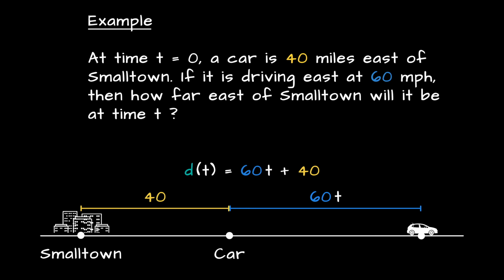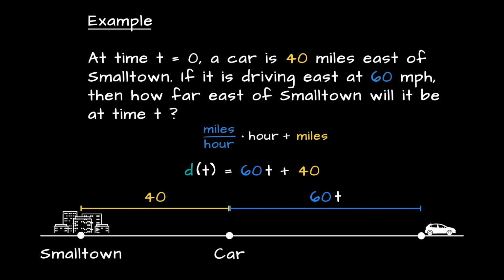Let's call it d of t. We can imagine that d stands for distance. And it will be equal exactly to 60t plus 40. And notice that, indeed, the number 60 in front of the variable t represents precisely a rate of change, right? It's the rate of change of distance with respect to time of the car, 60 miles per hour. And likewise, the number 40 can be interpreted as an initial value. It's how far east the car was from small town initially, that is to say, at time t equals 0.